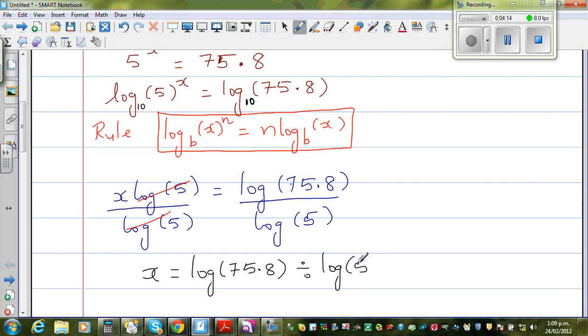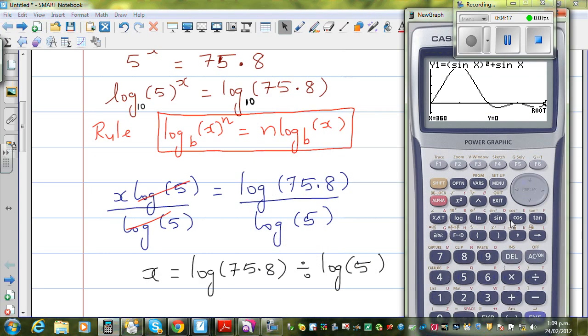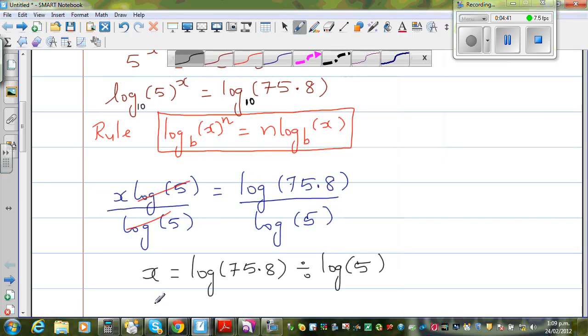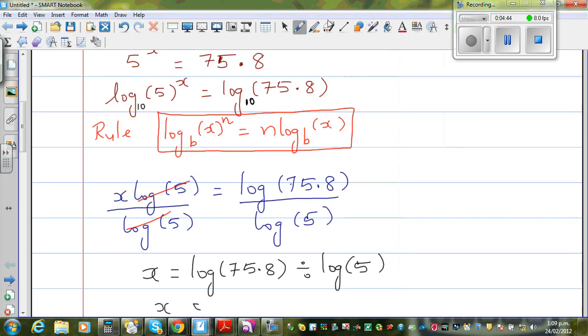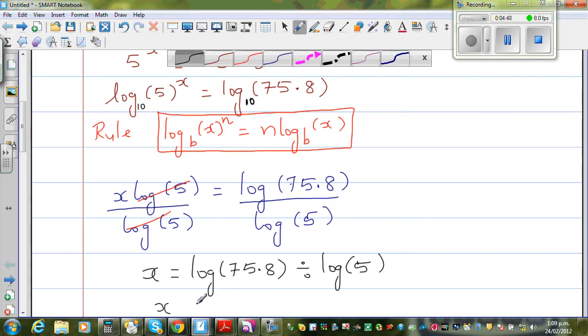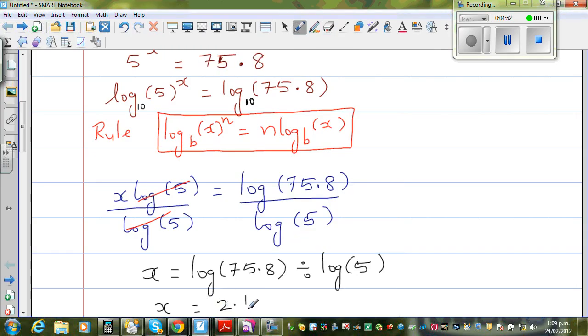Okay, so let us use the calculator. So this is my calculator, menu, run. If you press log 75.8 divided by log 5, it's 2.689. So I'm rounding to three decimal places. So x is equal to 2.689, rounded to three decimal places.